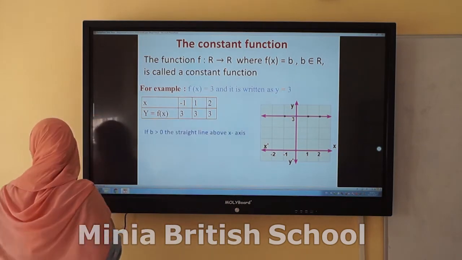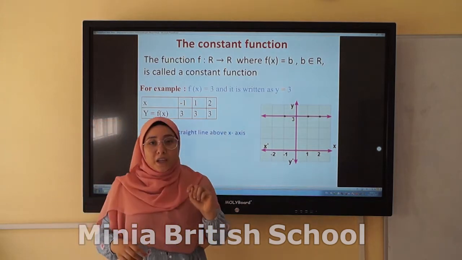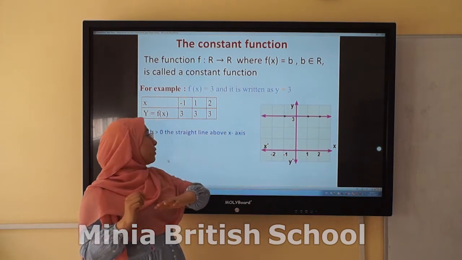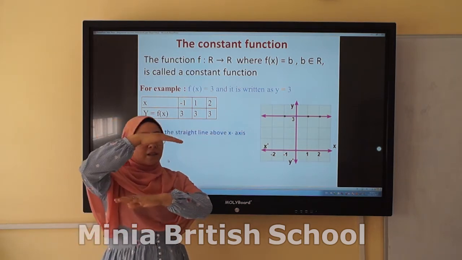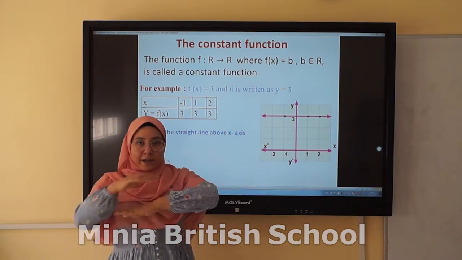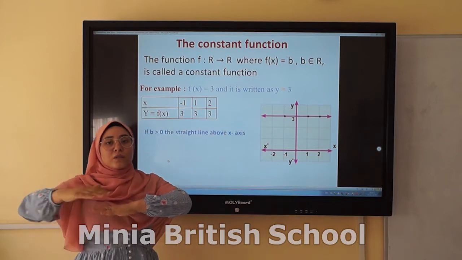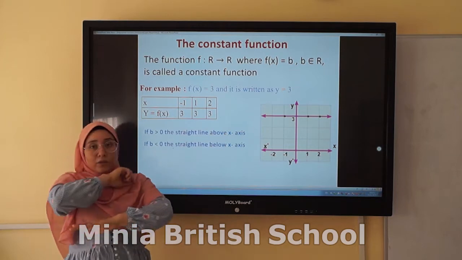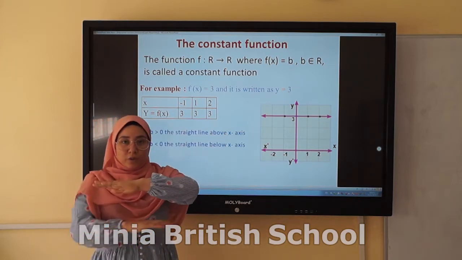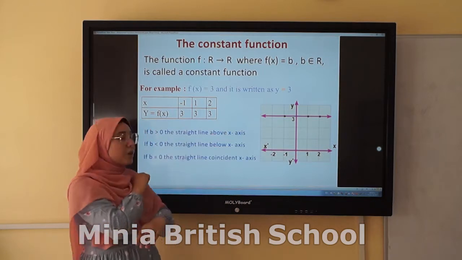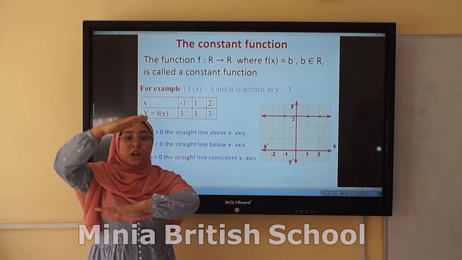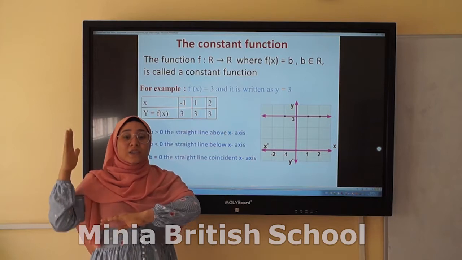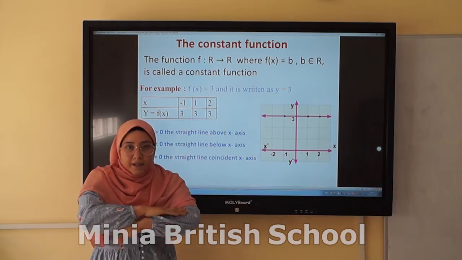And we know something, okay? This is the x-axis. If p is greater than 0, the straight line is above the x-axis like this. But if p is less than 0, the straight line is below the x-axis. But if p equals 0, the straight line coincides with the x-axis.